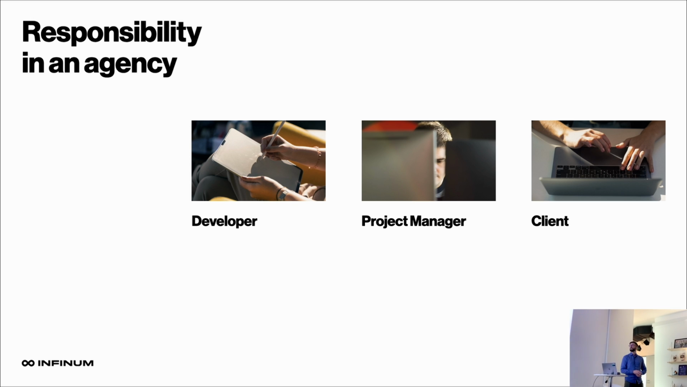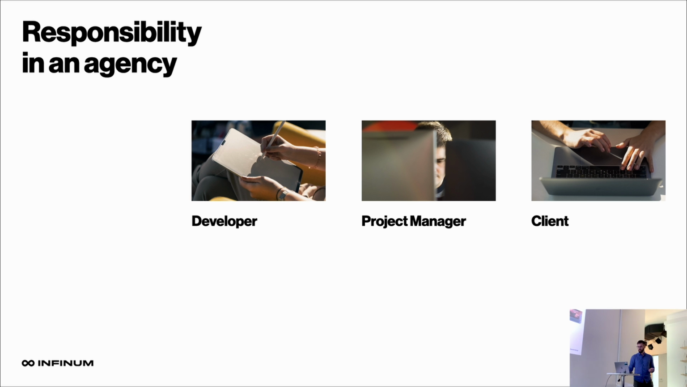Now I would like to shortly discuss responsibility. This is also from the context of an agency. Usually at Infinum the most common setup contains these three entities. We have the developer, the project manager, and at the end we have the client or product owner. And each of these is responsible for keeping the ball rolling if you want to do something.